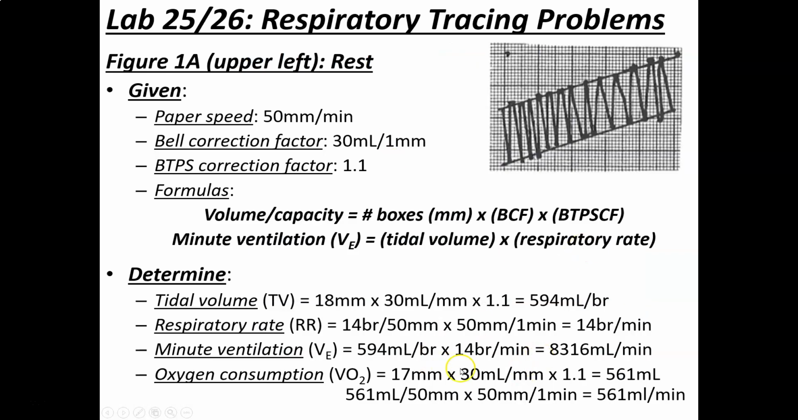So once we do that, now I can say, okay, 17 millimeters times my bell correction, 30 mLs per millimeter, times 1.1 is 561. Now, since my paper speed is 50 millimeters per minute, it's still 1 minute. So that means my oxygen consumption is 561 mLs per minute. Now, let's say the paper speed was 100 for this example. So instead of having 50 up here where it says paper speed, let's say it was 100.